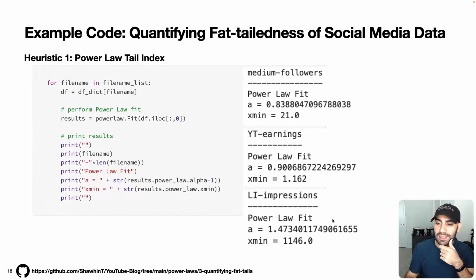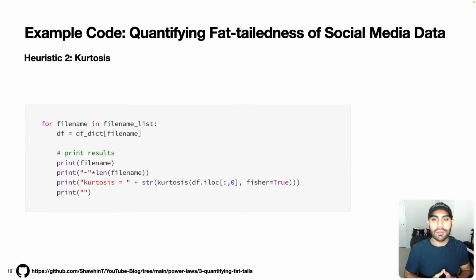The power law tail index matches our intuitions from looking at the top 5 records and from the histograms, where medium followers are the most fat-tailed because they have the smallest alpha, followed by YouTube earnings, and then LinkedIn impressions are the least fat-tailed. Moving on to heuristic 2, kurtosis.